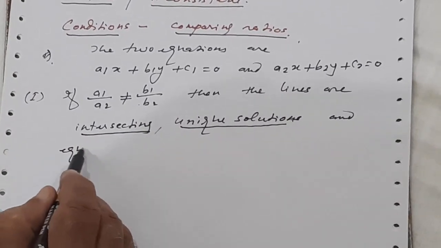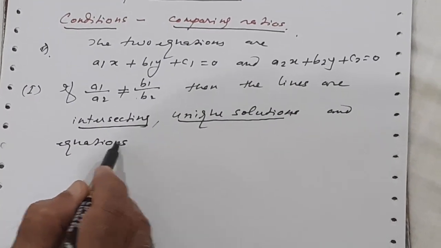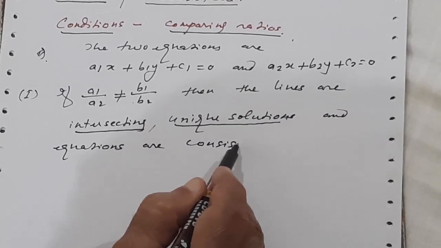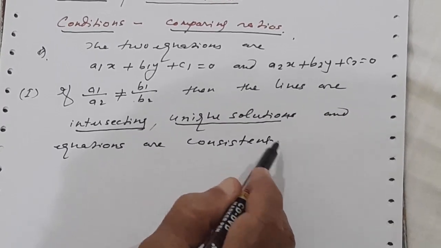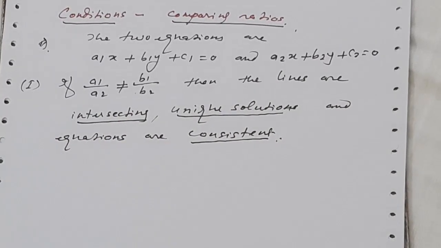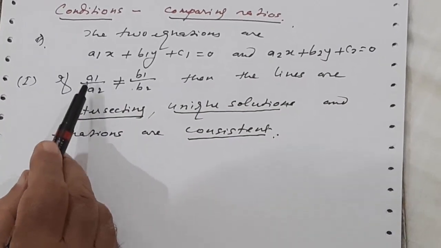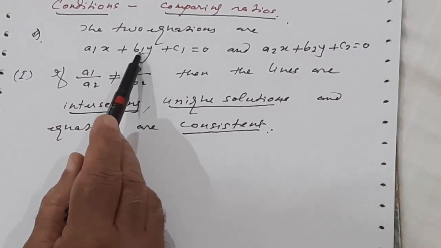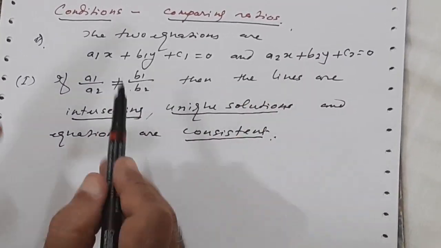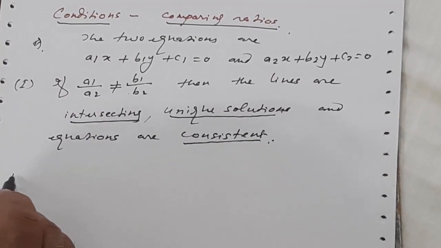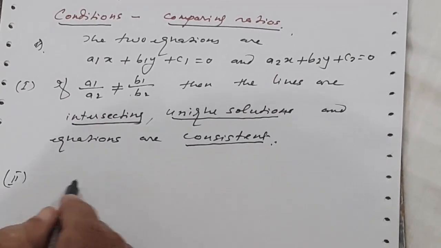and the equations are consistent. So these three things you have to remember. The condition is that the ratios, a1 upon a2, should not be equal to b1 upon b2. I will show you with an example. So this is the condition number 1. Now let us take the condition number 2.